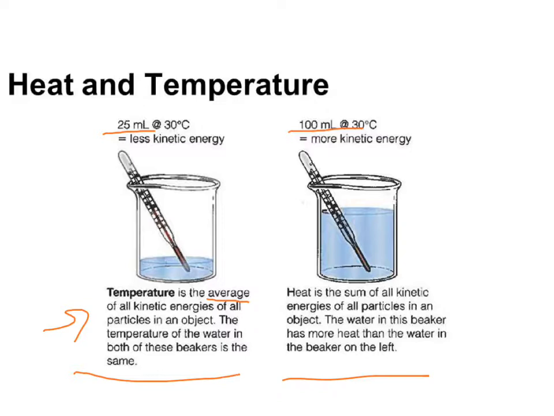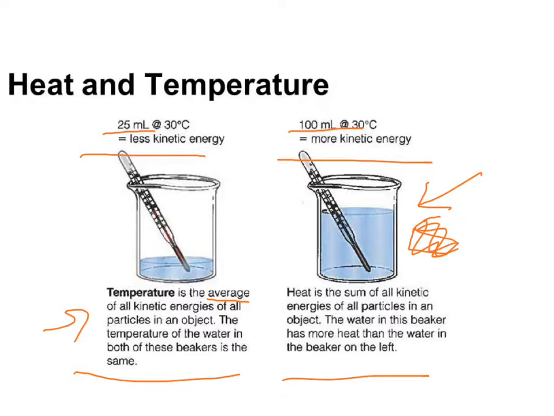Now heat, though, is the sum of all kinetic energies of particles in the beaker. So the water in this beaker has more heat than the water in the beaker on the left. We can see here also that this beaker has less kinetic energy than this beaker here, and we have more water within this beaker. So with more water in this beaker here, we again have more heat because it's the sum of all kinetic energies.